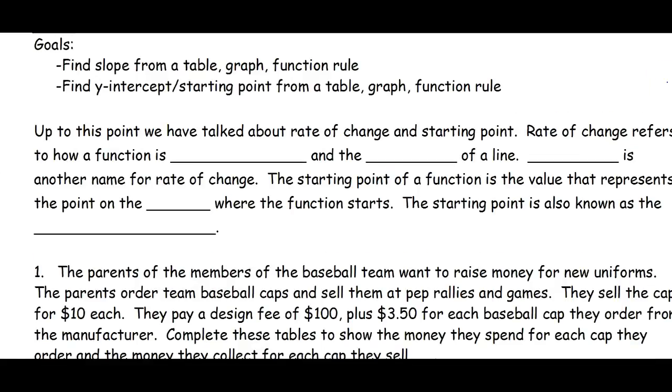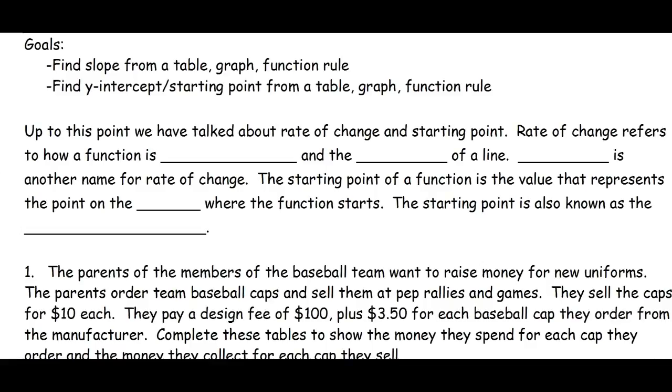All right, guys, so up to this point, we have talked about rate of change and the starting point. The rate of change refers to how a function is moving, the change of a line. Slope is another name we can use for the rate of change. The starting point of a function is the value that represents the point on the y-axis. The starting point is also known as the y-intercept.